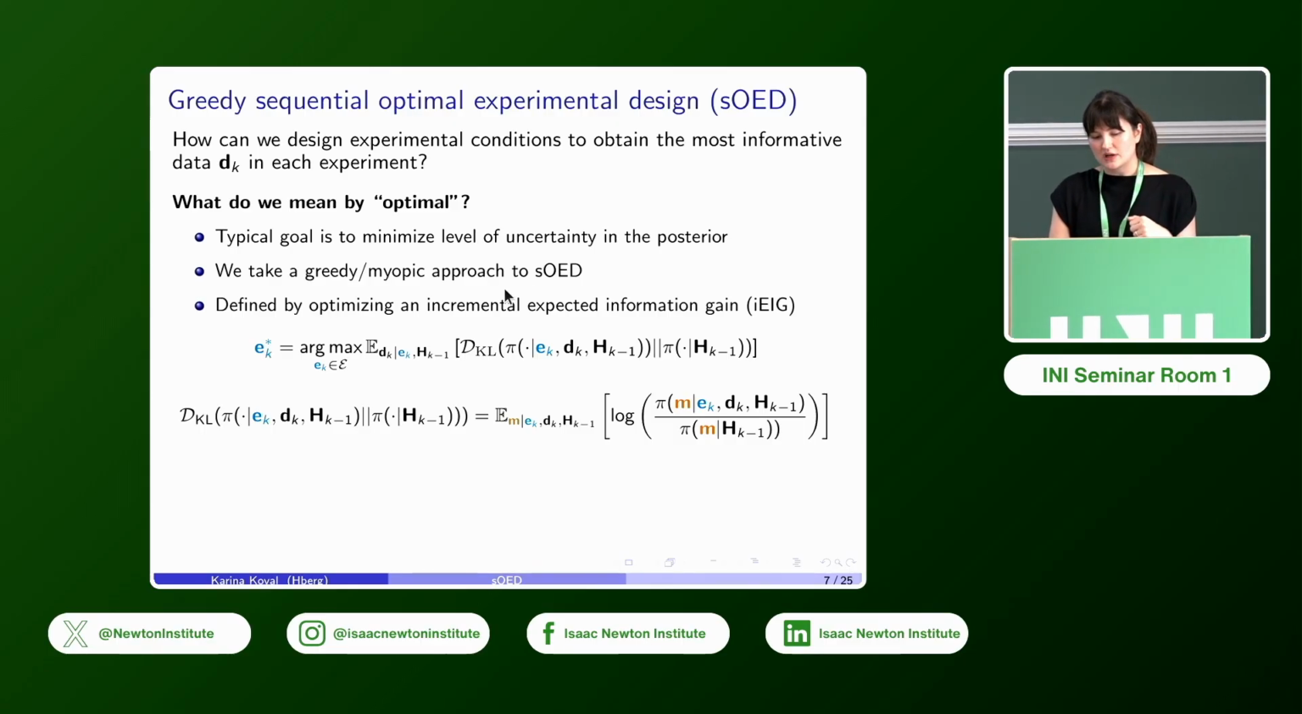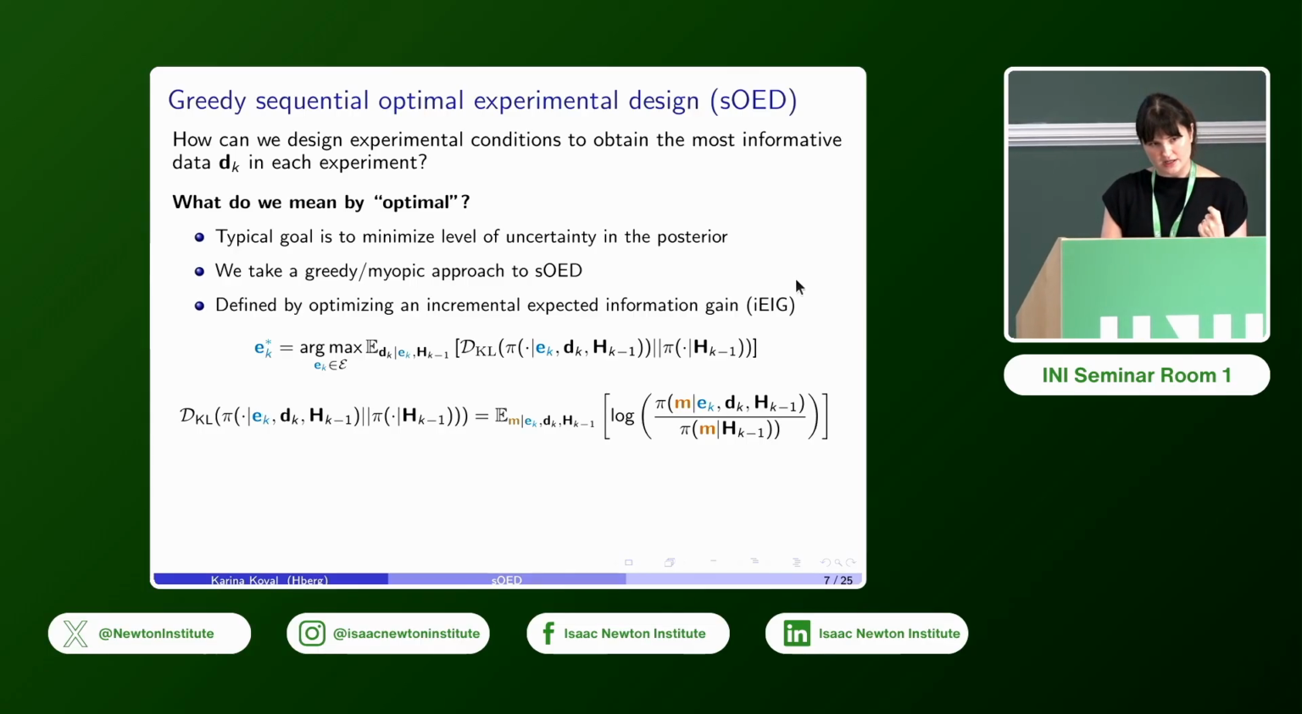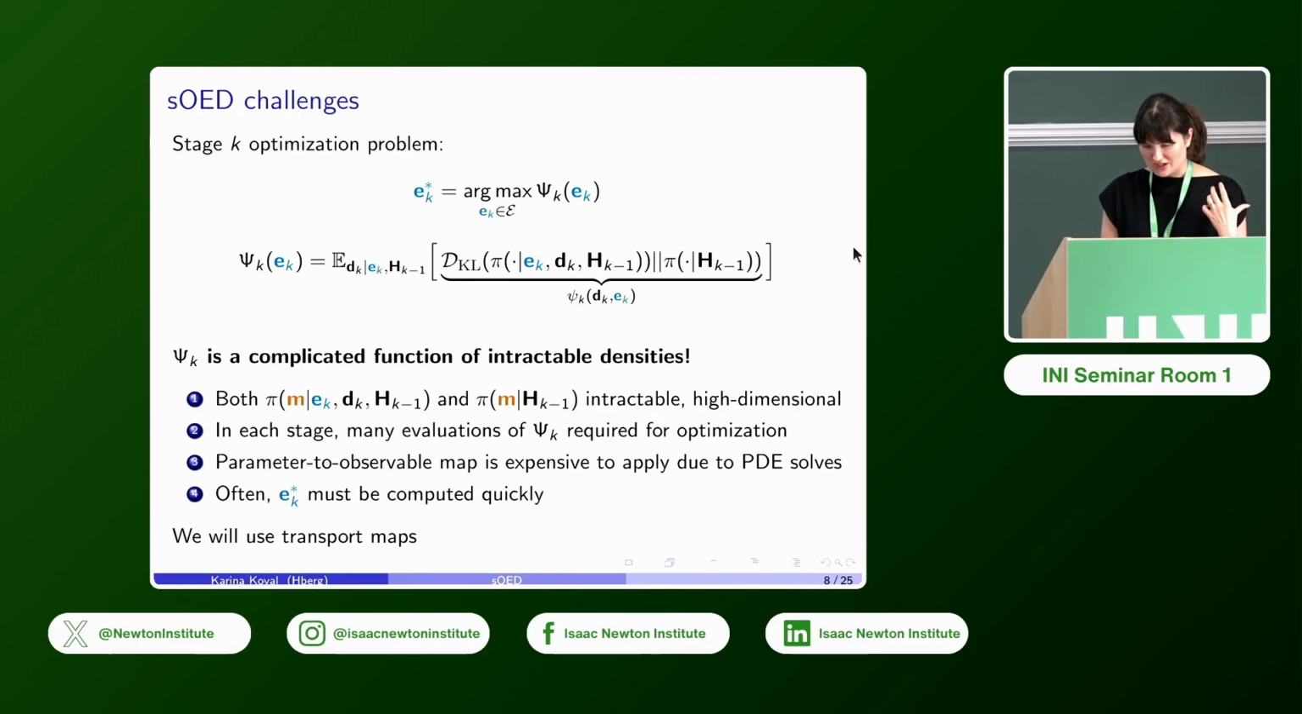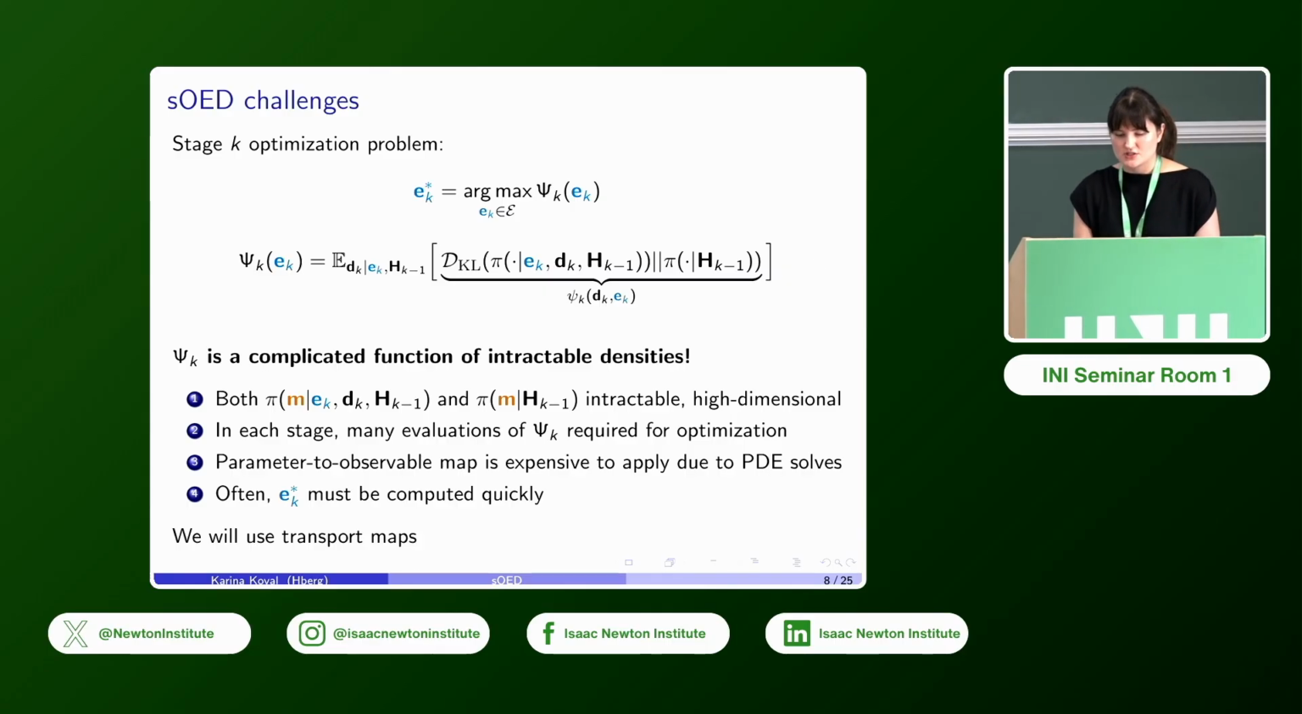So this is what we're going to do, and we're going to define our optimal design in each stage as that maximizing this incremental expected information gain. So we want to find designs that maximize the KL divergence between adjacent posteriors on average for all possible realizations of the data. And this is a computationally challenging quantity to optimize, and the main reason for that is because this incremental expected information gain is a very complicated function of intractable densities. So you need to take expectations with respect to intractable densities, and you also need to evaluate these densities at different points.